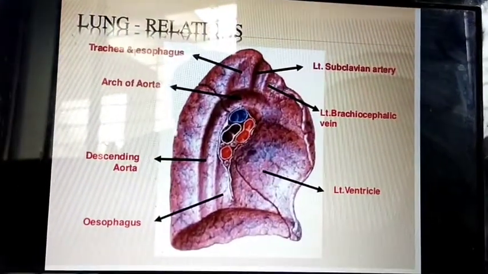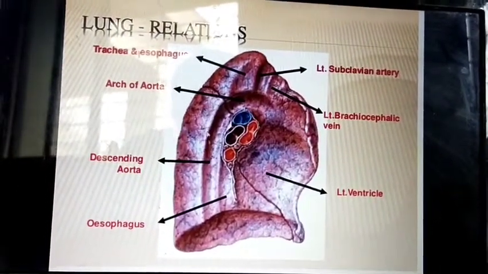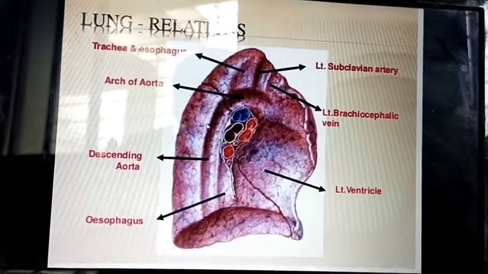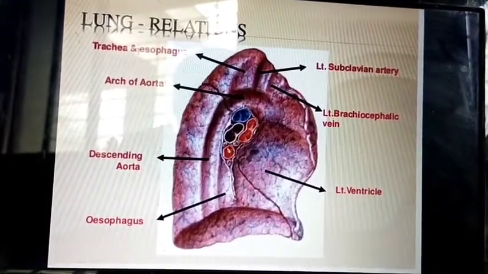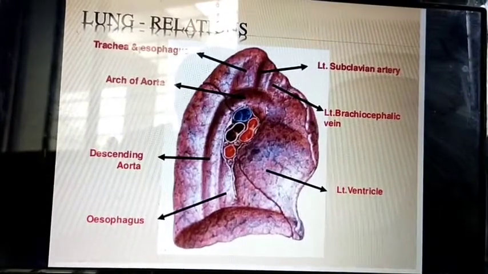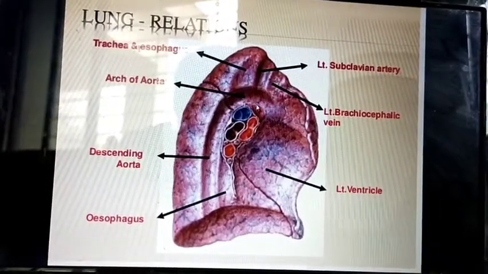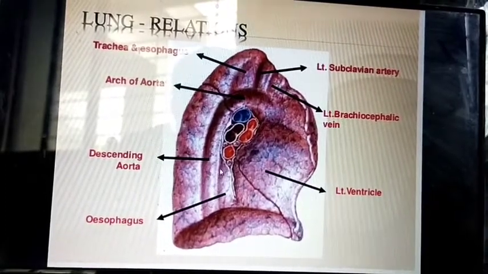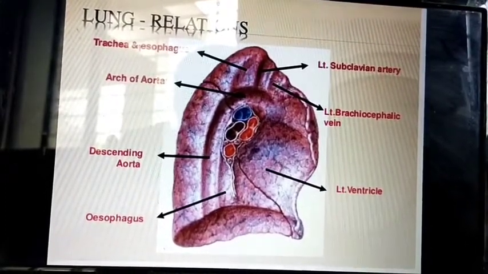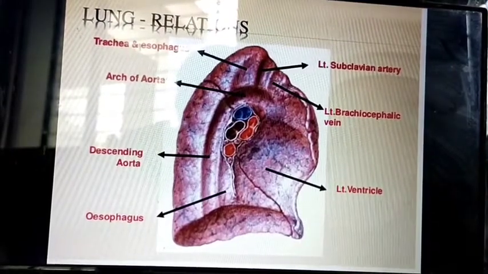In this you can usually make out the impressions. This is the arch, arching to just above the hilum. You can see this is the hilum, this is the arching, this is the arch of aorta, and this is the descending aorta. Okay, this is for the esophagus. And this is the area for the left ventricle.